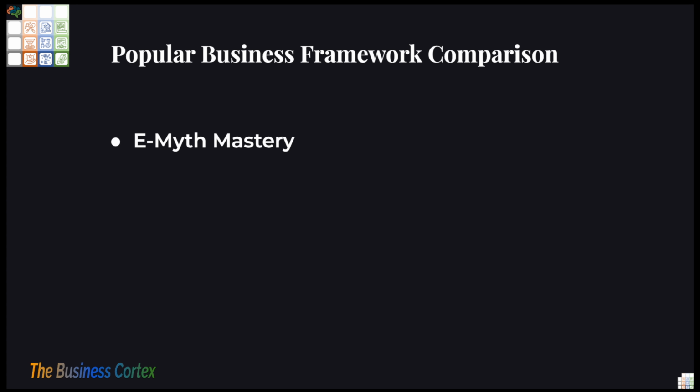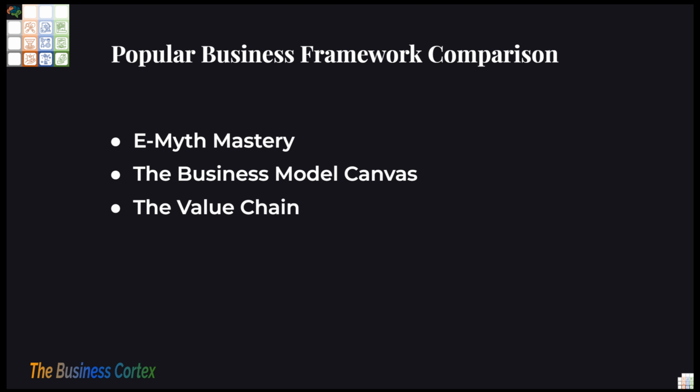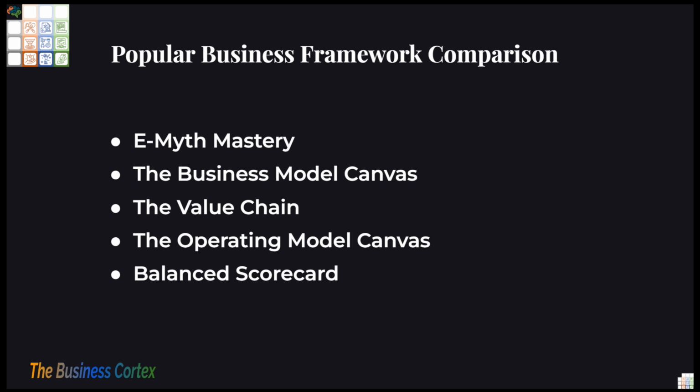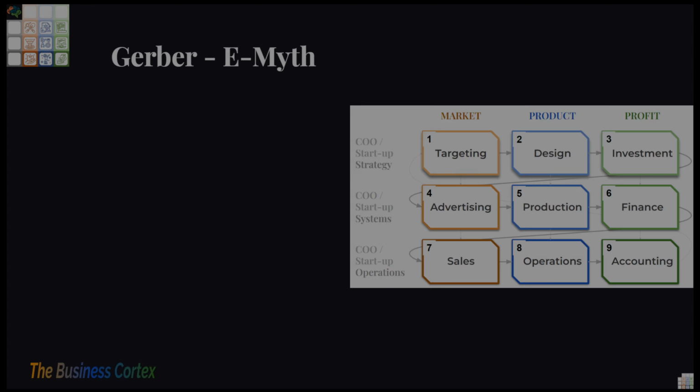So first, we're going to integrate the E-Myth Mastery by Michael Gerber. We're going to talk about the business model canvas, the strategy tool that has been making all of the rounds. And we're going to get a little historical using Michael Porter's value chain, which is kind of focused on manufacturing. And we're also going to talk about the lesser known operating model canvas, the really popular balanced scorecard, and kind of a niche thing called the Escher cycle, which was actually one of my personal favorites.